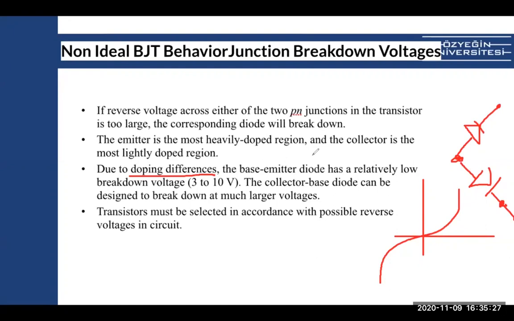before these diodes. Because the base-emitter diode has a relatively low breakdown voltage, because the doping here is much higher, its breakdown will be much faster because there are more electrons. So a small reverse voltage will create a quicker mechanism for breakdown. But the collector-base diode can be designed to break down at much larger voltages because its doping is smaller compared to the emitter.